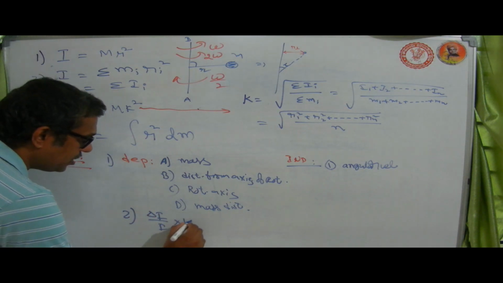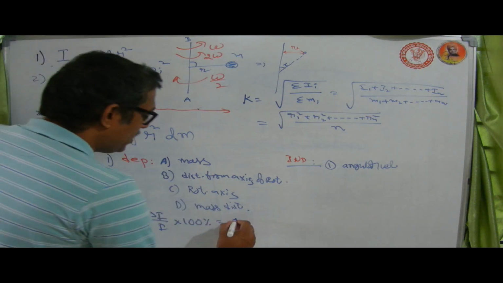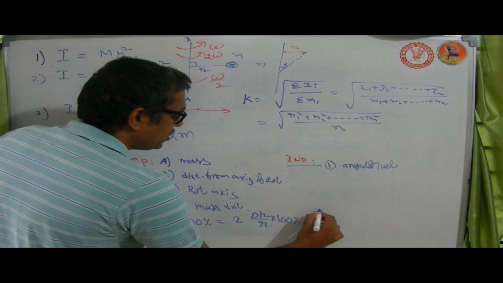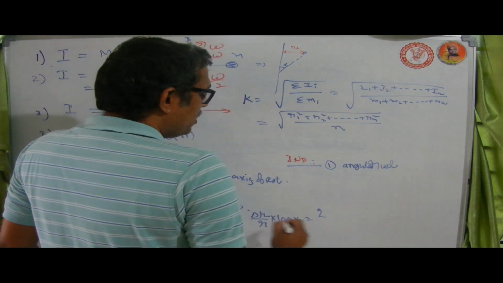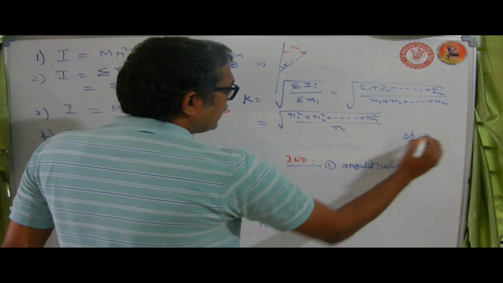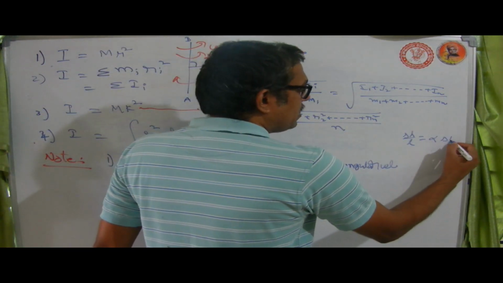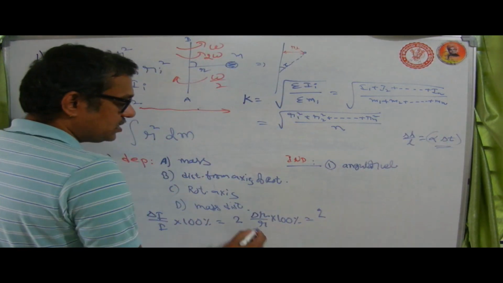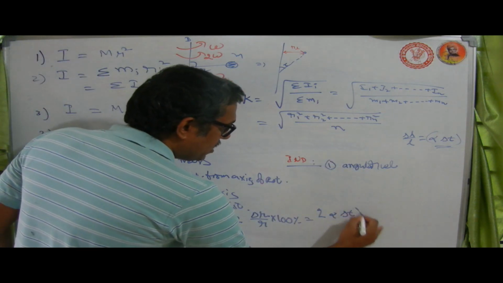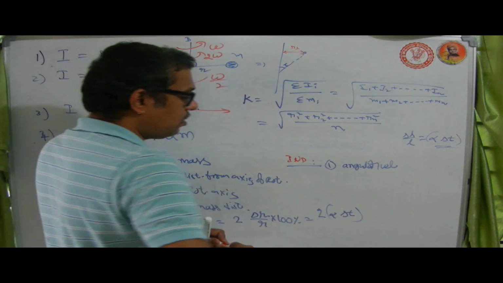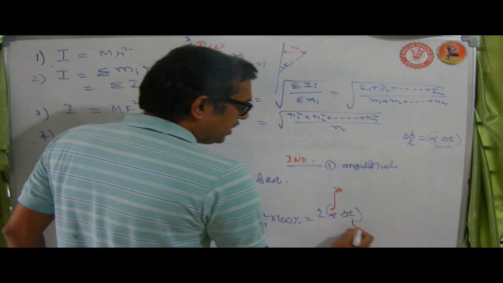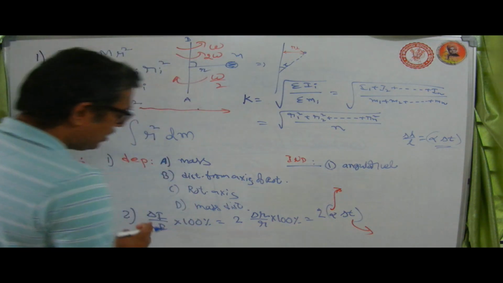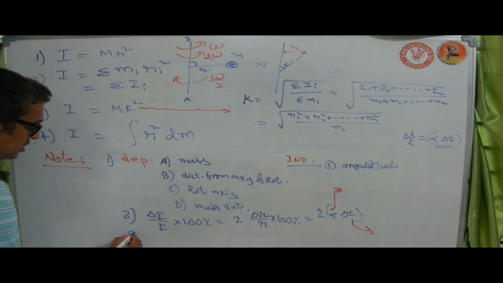Further, we can calculate another important thing, error calculation. Delta I by I into 100 percent is given by 2 into delta R by R into 100 percent. What is delta R by R? It means change in length by original length, which is given by alpha into delta T from the thermometry chapter, which we will discuss later. Therefore, 2 into alpha into delta T, where alpha is the coefficient of linear expansion of the material and delta T is the temperature change. By using this formula, one can determine the percentage increase or decrease of moment of inertia of the system.